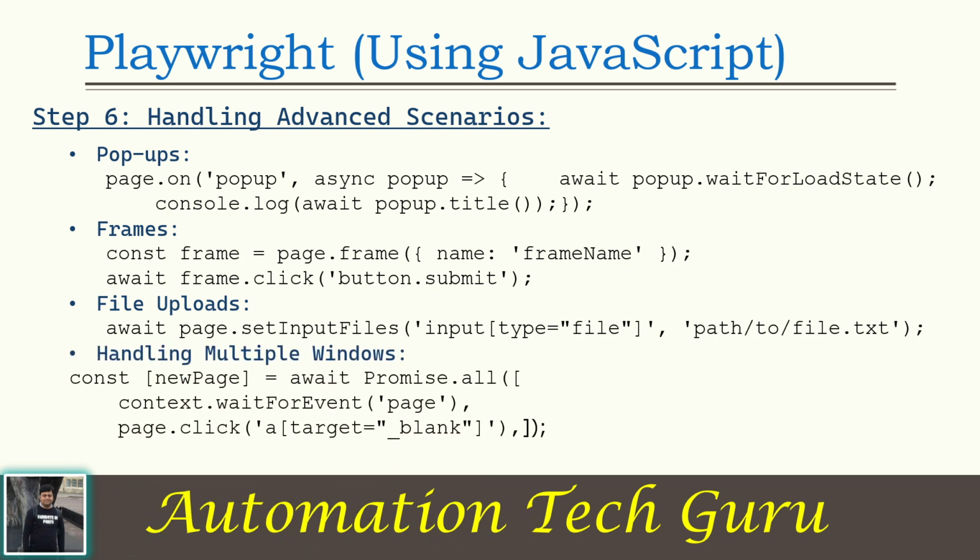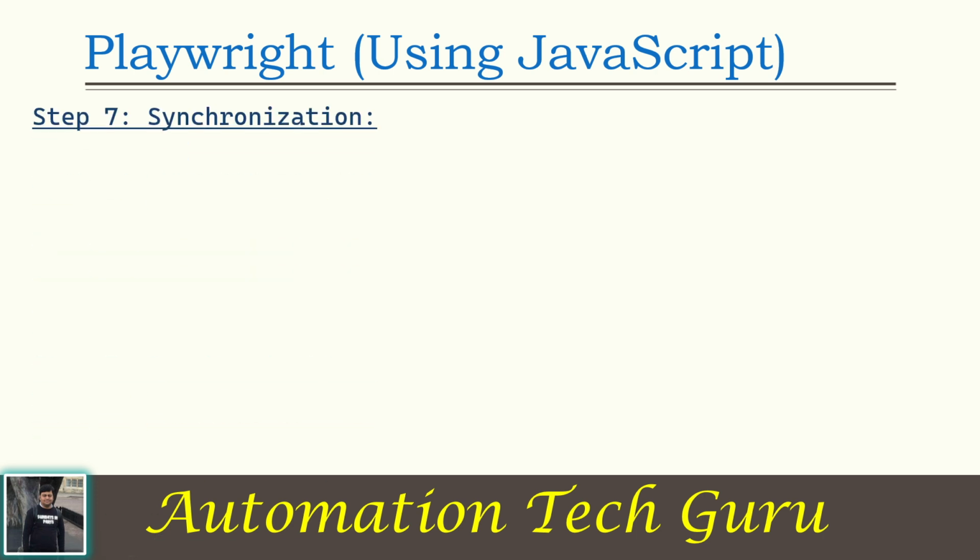Handling multiple windows, how can we do that? Const new page, await promise all context dot wait for event, a page event, and page dot click. So you can have multiple pages. Target is underscore blank. So in this way you can handle multiple windows.